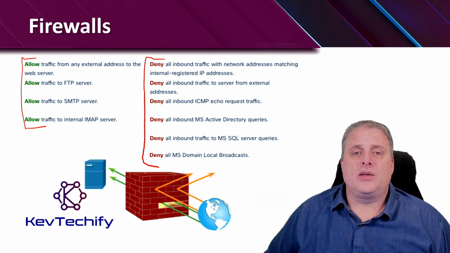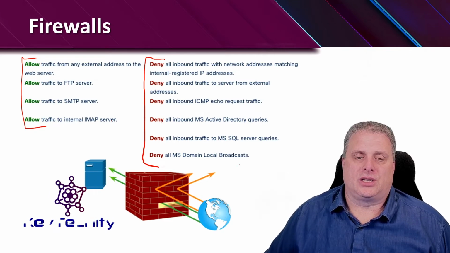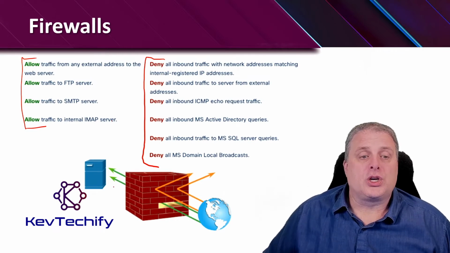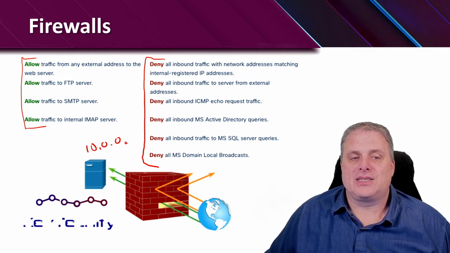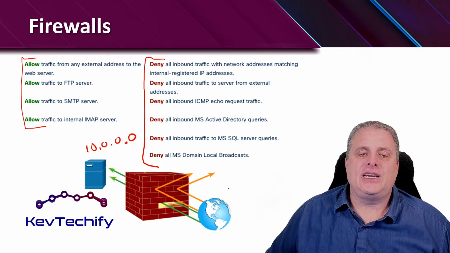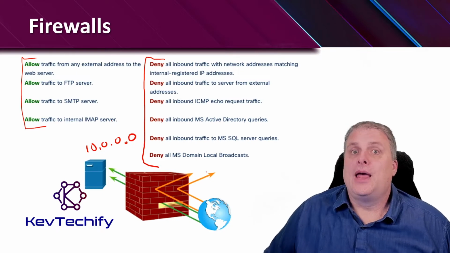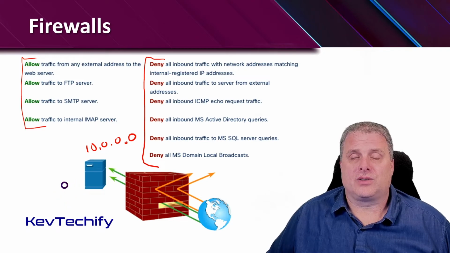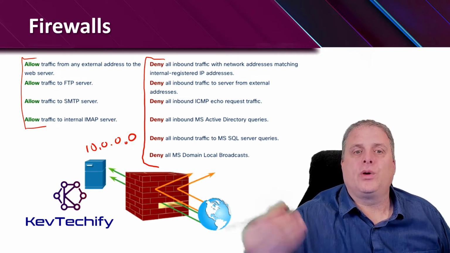We're going to deny all inbound traffic with network addresses matching the internal registered IP addresses. From the outside network, anything that has a network address of our internal network, we're going to deny. We're running the 10.0.0.0 network on the inside. We're going to deny any traffic from the outside that has that. Now, it shouldn't be routable on the internet. It shouldn't get there. That means if we are actually getting traffic on the outside of our firewall to or from the 10.0.0.0 network, something malicious is probably happening. So we want to deny that.